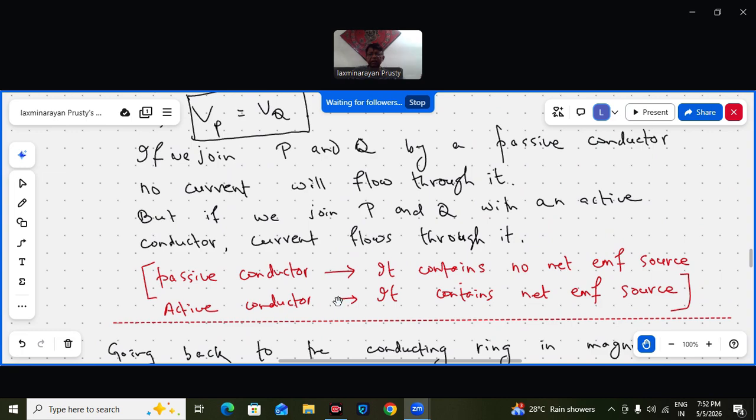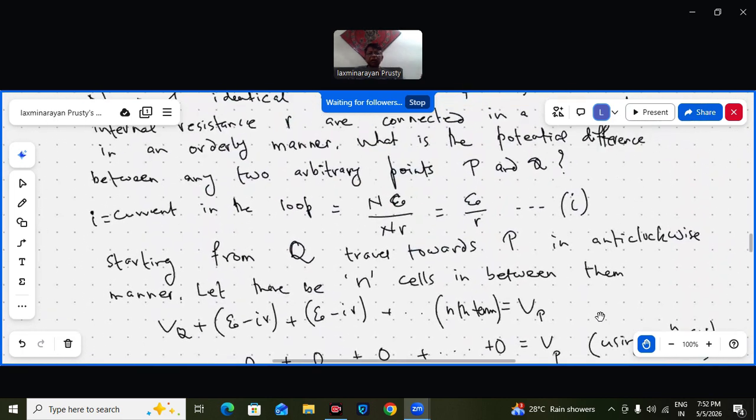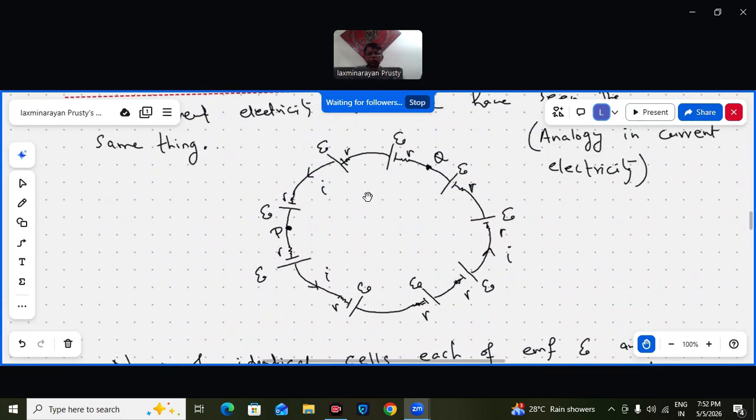So I have written passive conductor and active conductor. If I join PQ with a battery, then how to find the current in this PQ branch? I have to solve the 2 loops using Kirchhoff's law. I'll find the current. But if I join a simple passive conductor, then I need not write Kirchhoff's law, because I know P and Q are at the same potential, no potential difference. So if I join a passive conductor between them, no current can flow through this, whatever the resistance may be between P and Q.